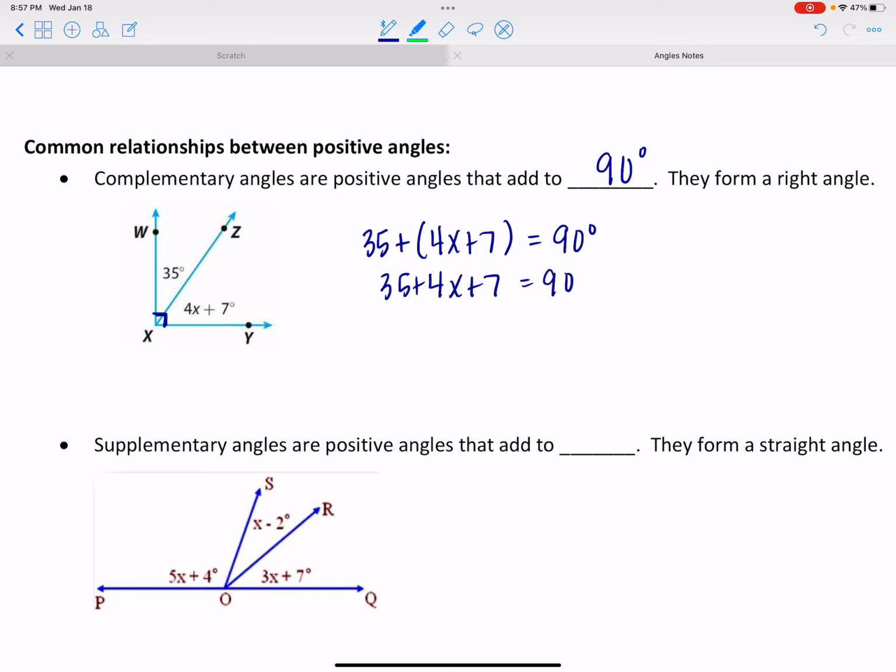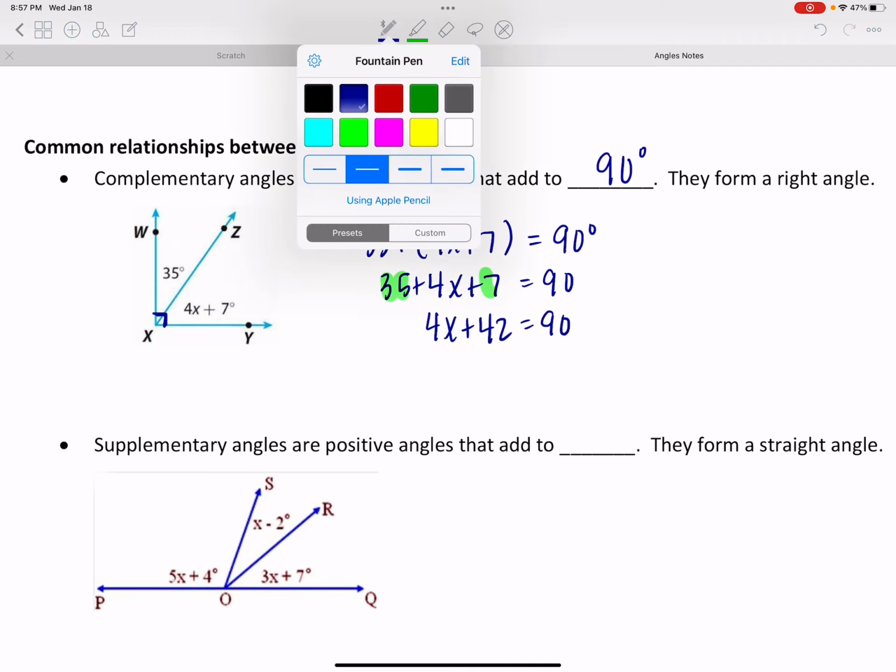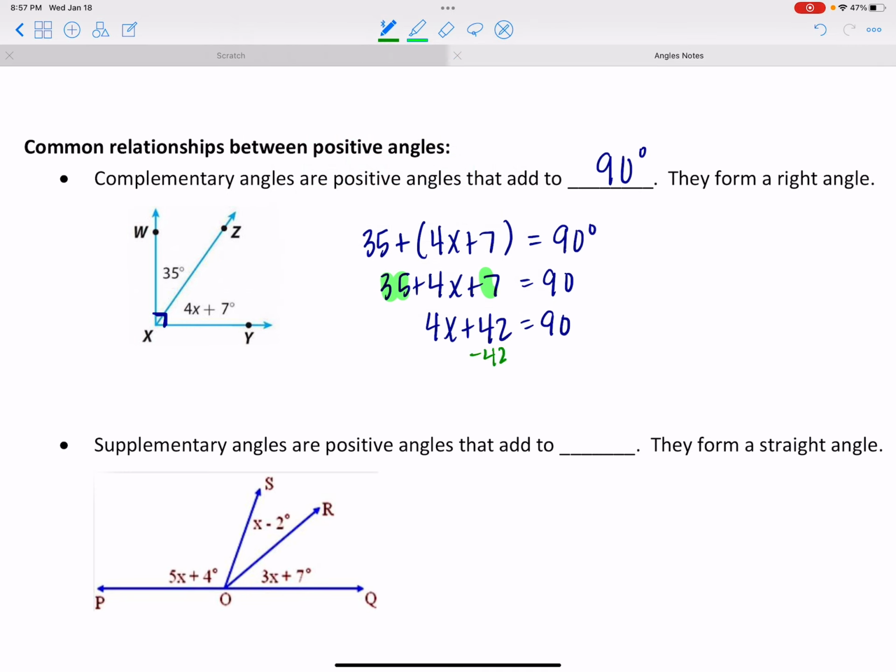I'm going to combine my like terms, which in this case are the 35 and the 7, and 35 plus 7 is going to make 42. So 4x plus 42 is equal to 90. Then I'm going to subtract that 42 over. That leaves us with 4x equal to 48. If I divide 48 by 4, I find that x is going to be 12. So if I said to solve for x, we would be done.